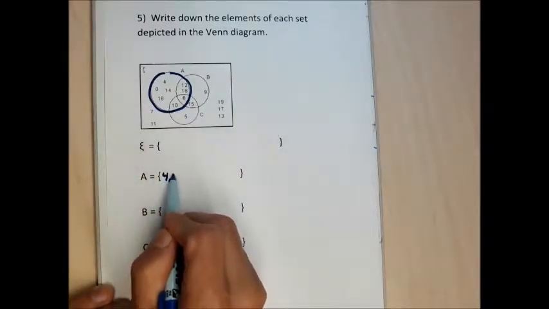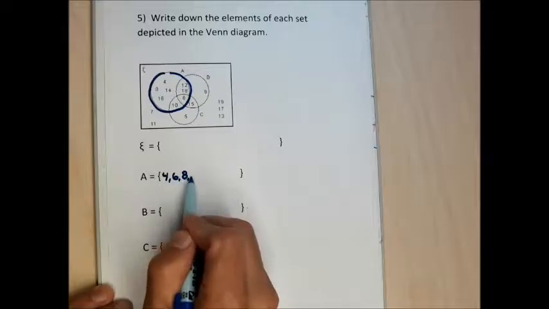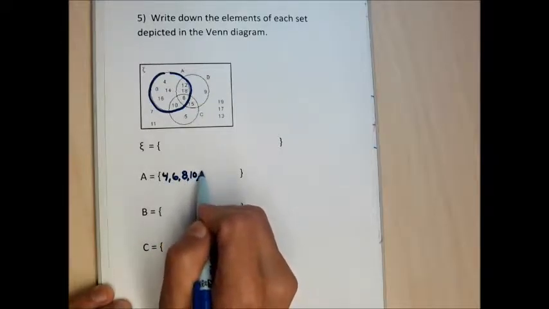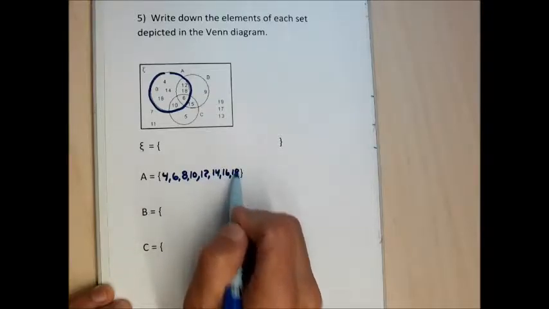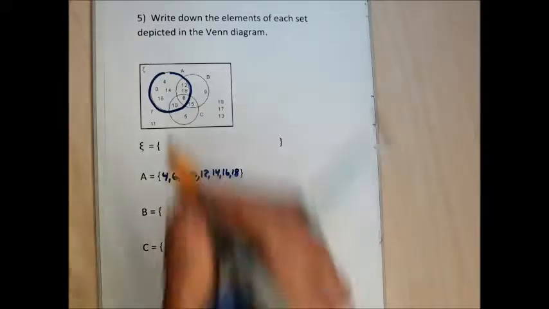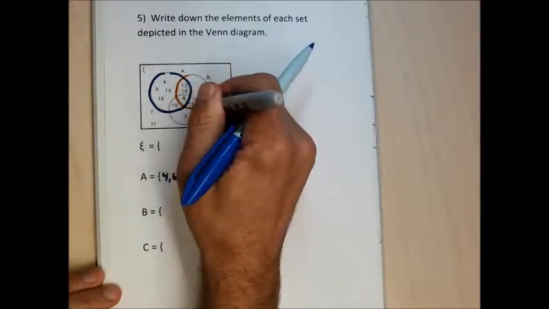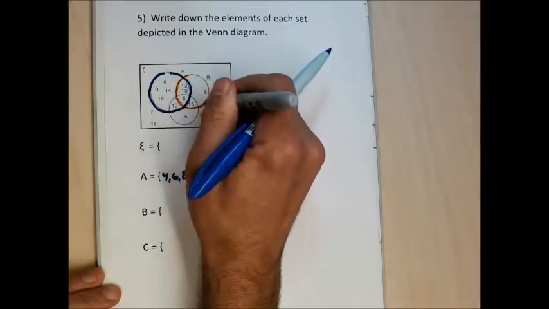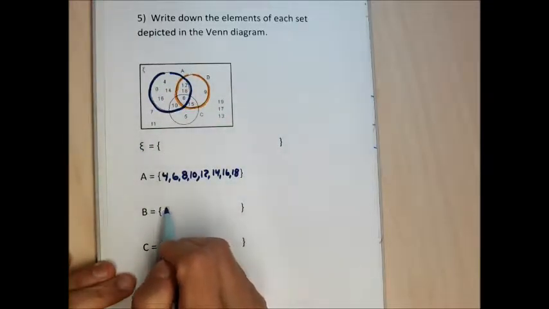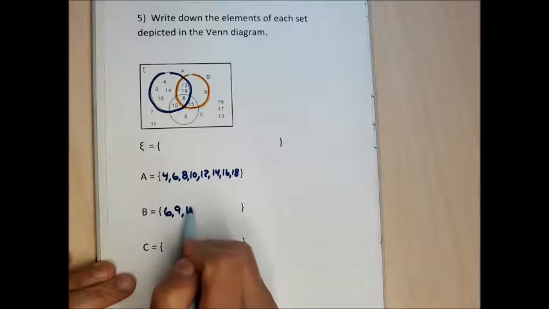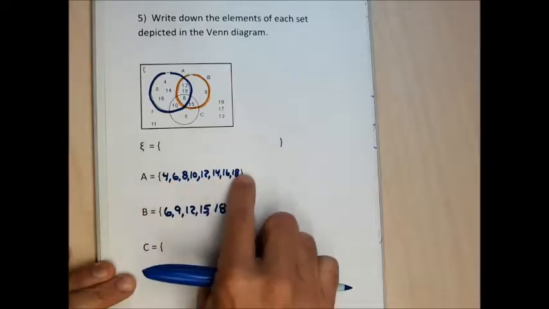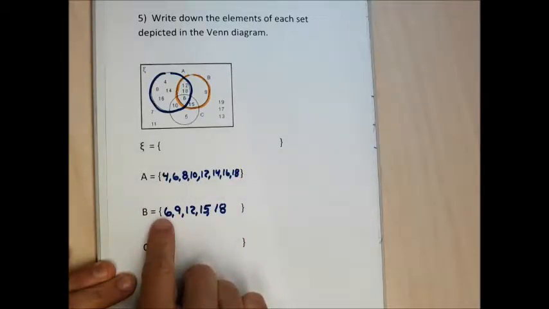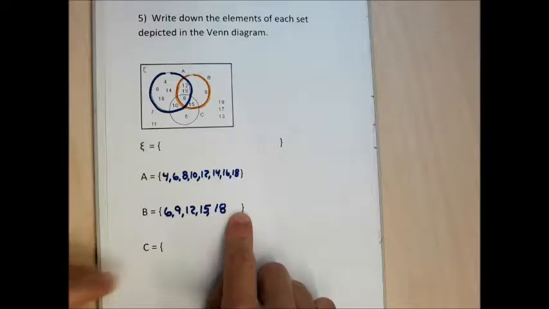So I'm going to get 4, 6, 8, 10, 12, 14, 16, and 18 to represent my set A. For set B, I see 6, 9, 12, 15, and 18. So I'm going to write 6, 9, 12, 15, and 18. A has even numbers between 4 and 18. B has multiples of 3 between 4 and 18.